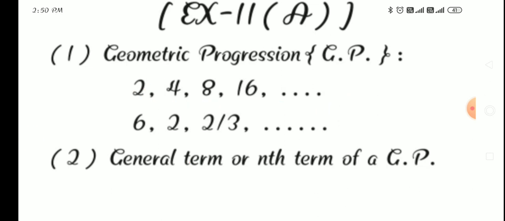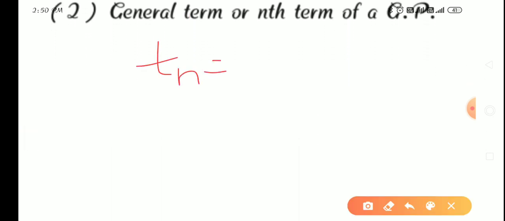Here in this formula you can put Tn equals a r to the power n minus 1. A, what is A? A is the first term. r is the common ratio. Common ratio means, as I told you, a GP is given, this GP.